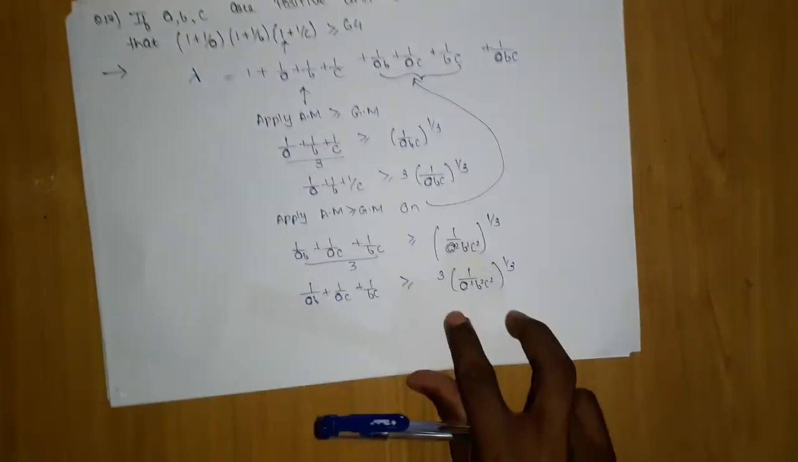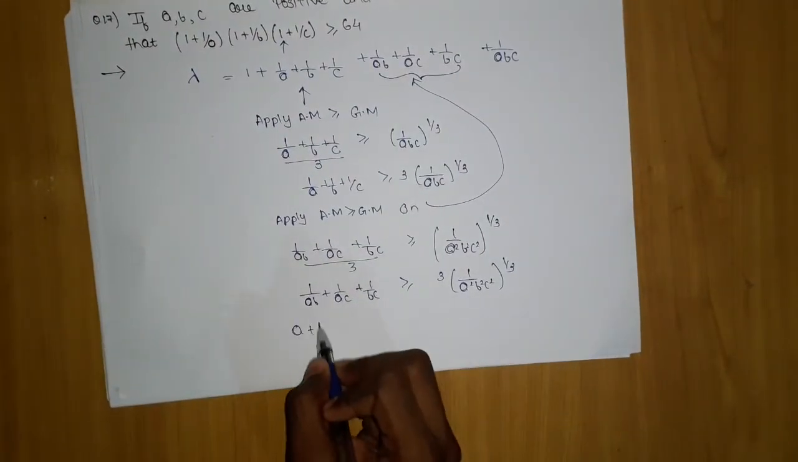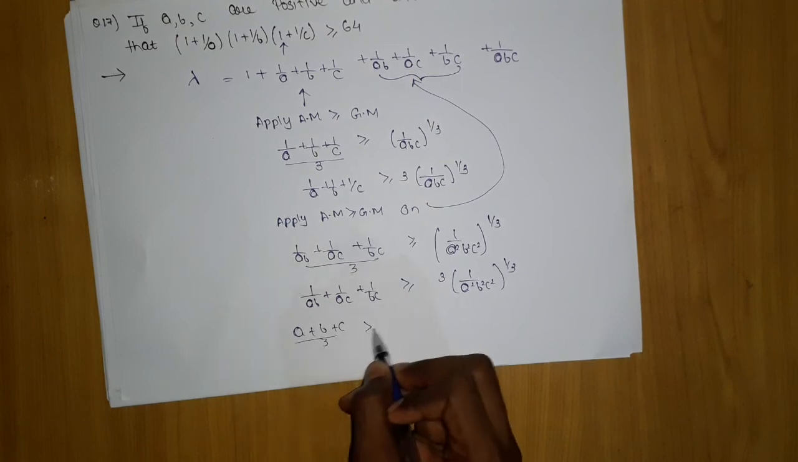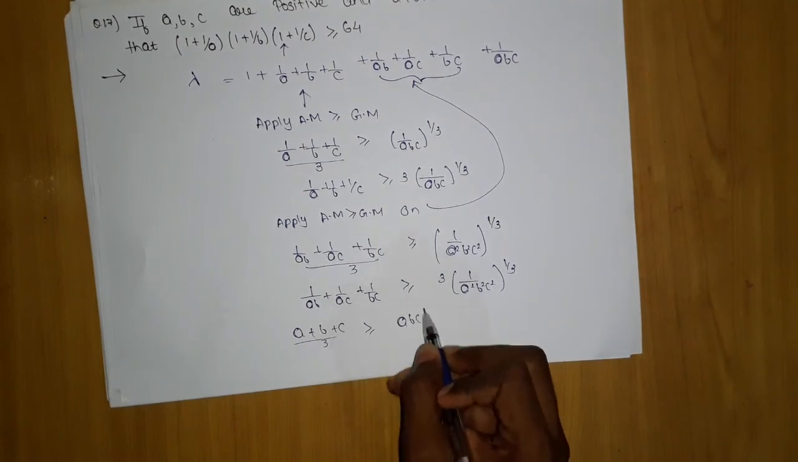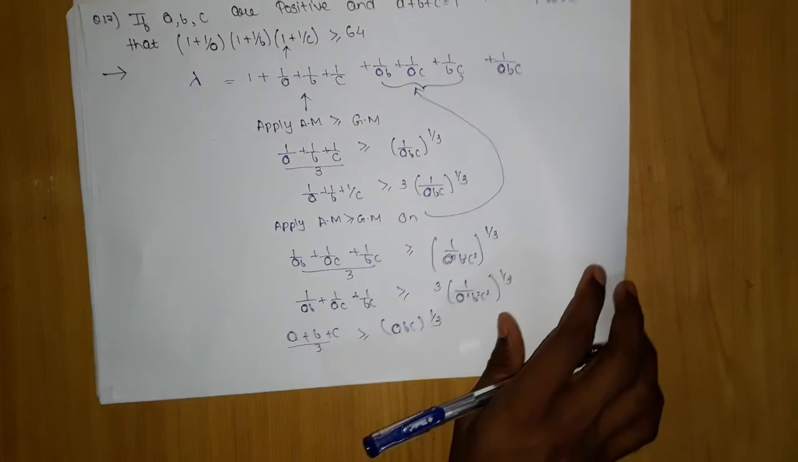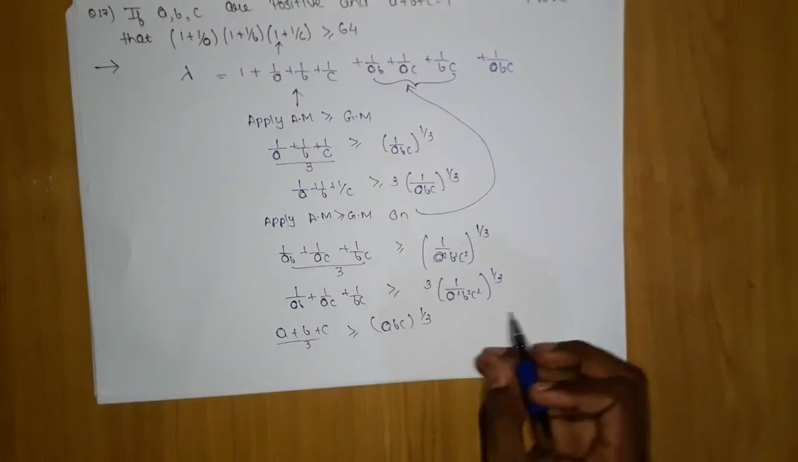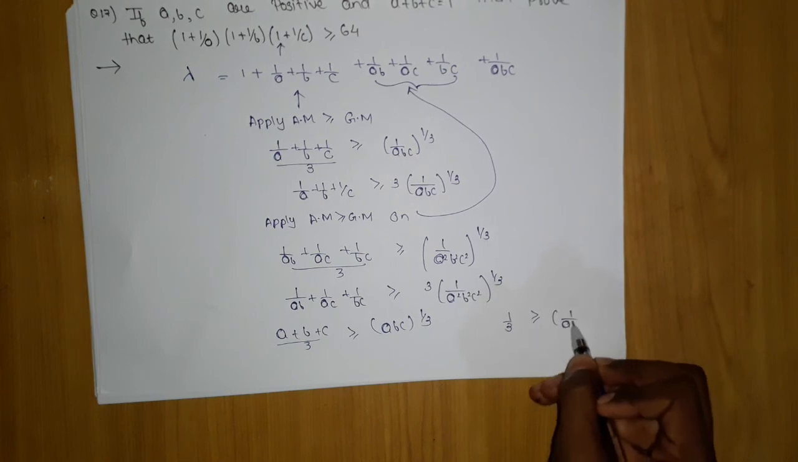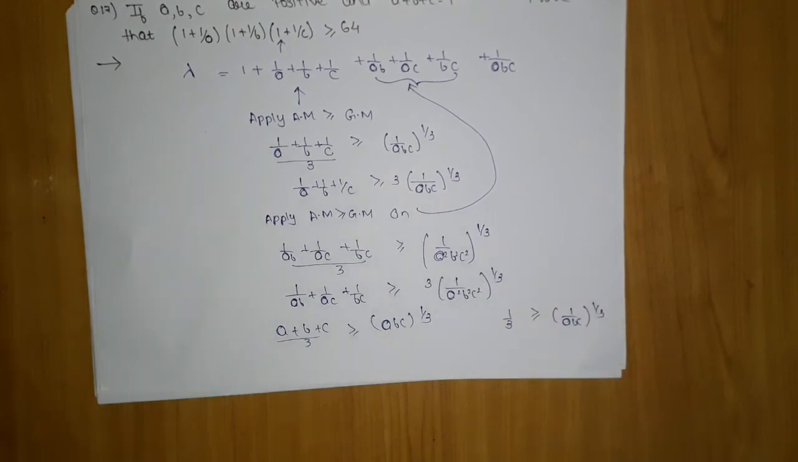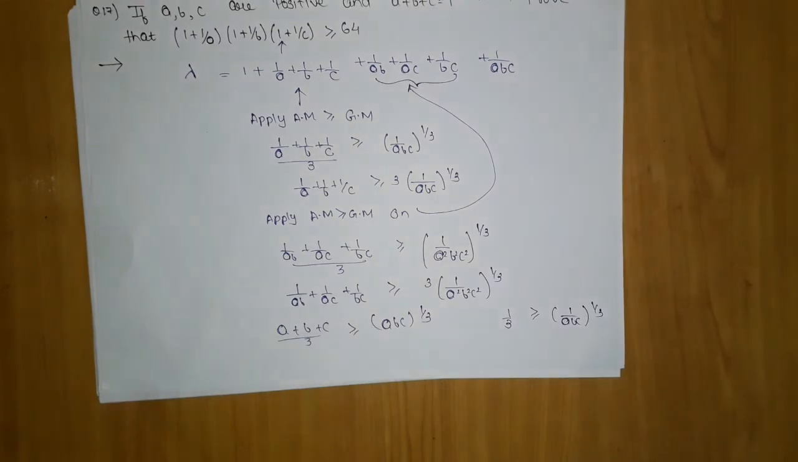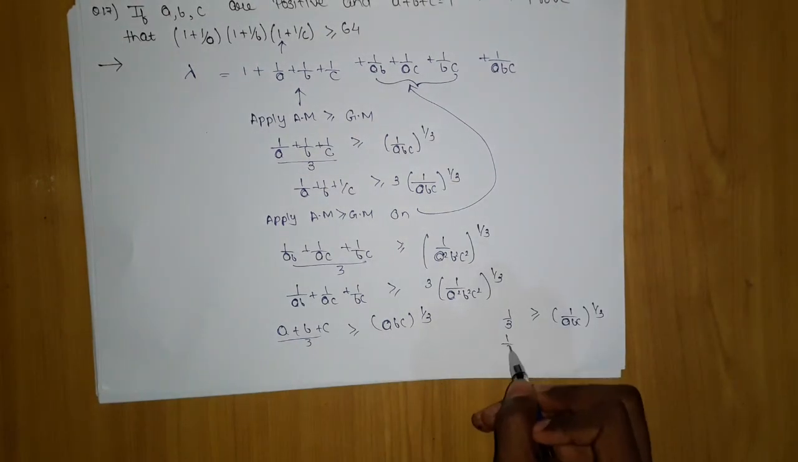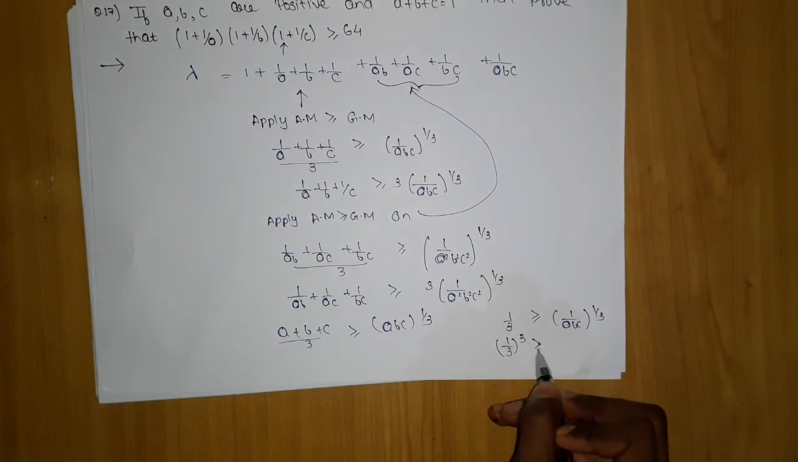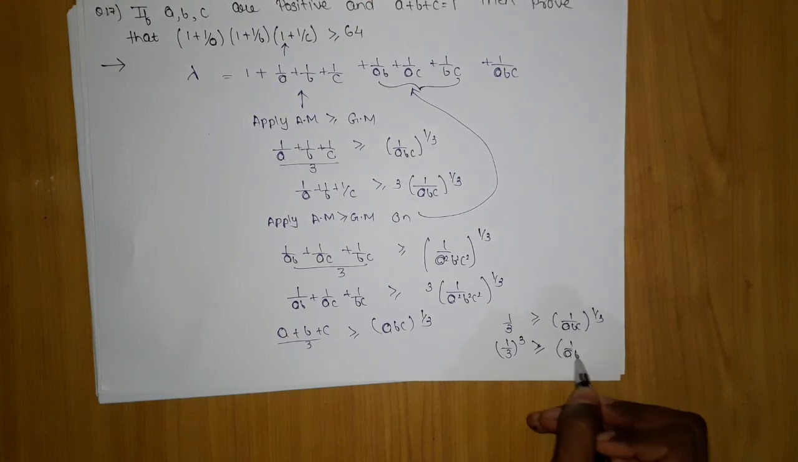Now we will consider these terms, which is (A plus B plus C) by 3 is greater than or equal to (ABC) power 1 by 3. But wait a minute, A plus B plus C is 1, so 1 by 3 is greater than or equal to (ABC) power 1 by 3. So we came to know that 1 upon ABC is at least 1 upon 3 power 3, which is the value of 1 upon ABC.